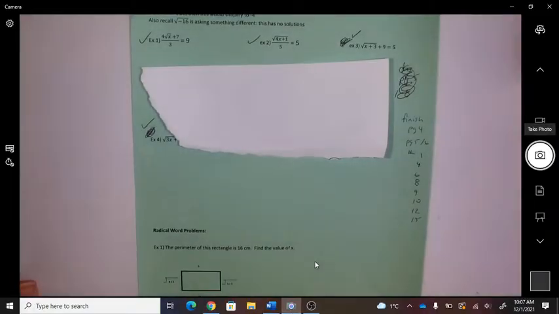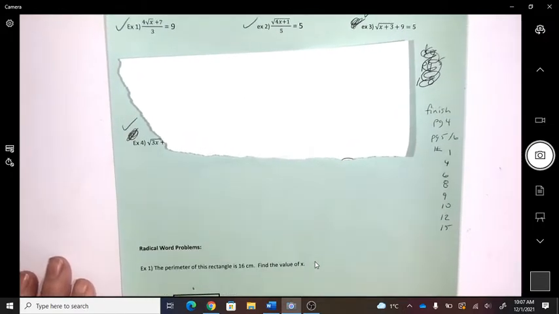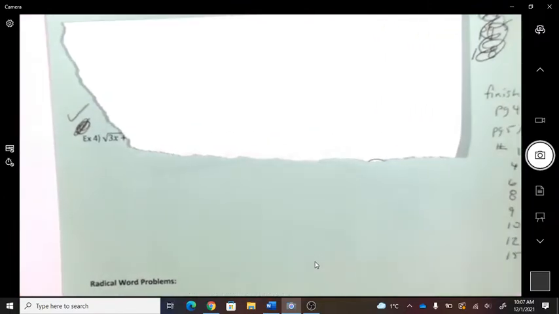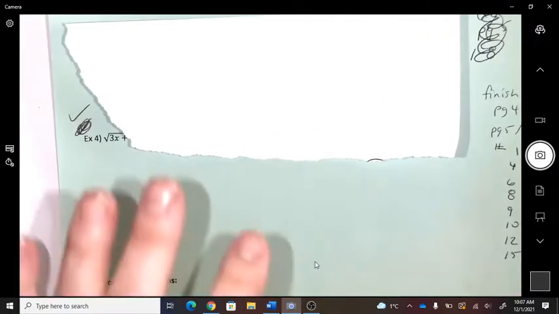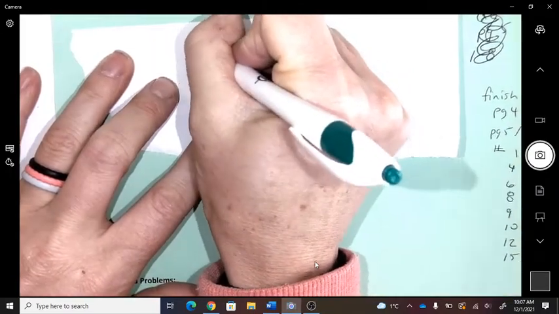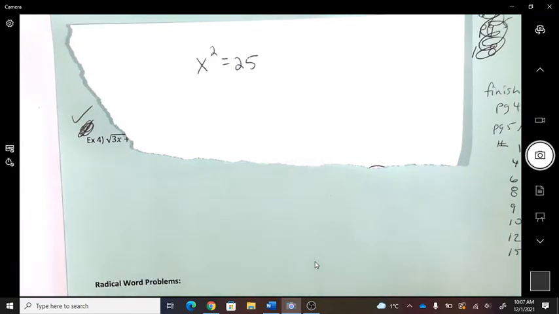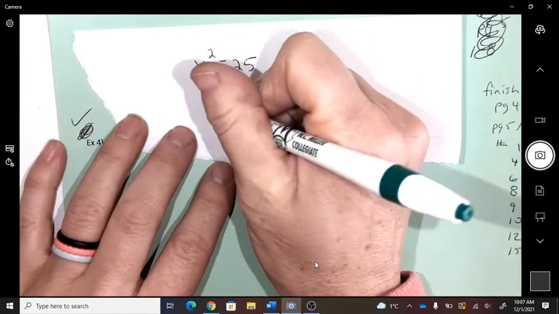Alright, so today we're going to learn about solving radical equations. So far all we've been working with is radical expressions. Before we start, I need to clarify something with you. If you were to solve this, what would the solution for x be?